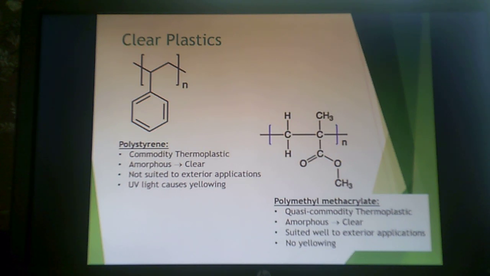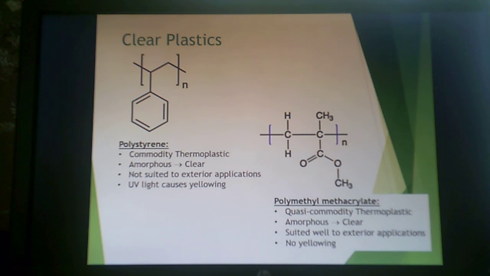There's another difference. Polystyrene is not well suited to exterior applications. UV light causes yellowing, and that is caused by interactions of free radicals with these pendant phenyl rings. So it rearranges this, causes chain scission events. Not good. The plastic gets yellow, it gets brittle. Not good for exposure to UV light, therefore not good for exterior applications.